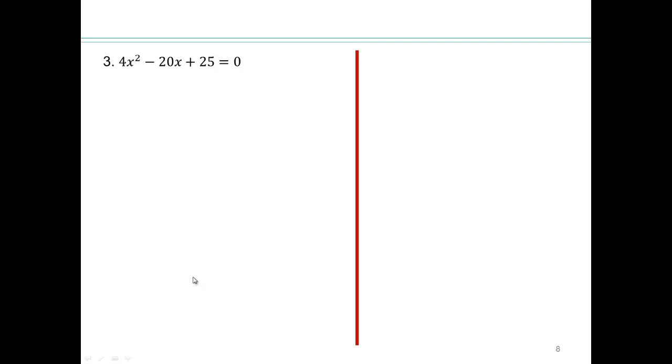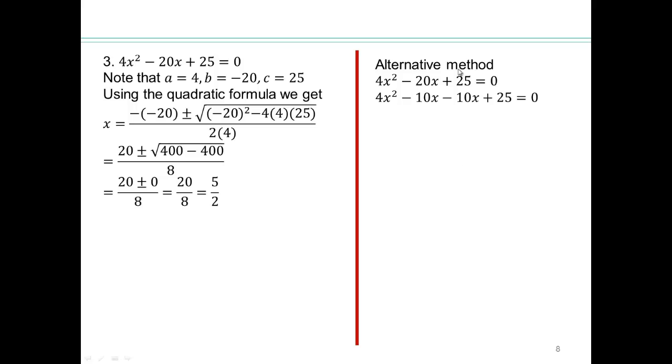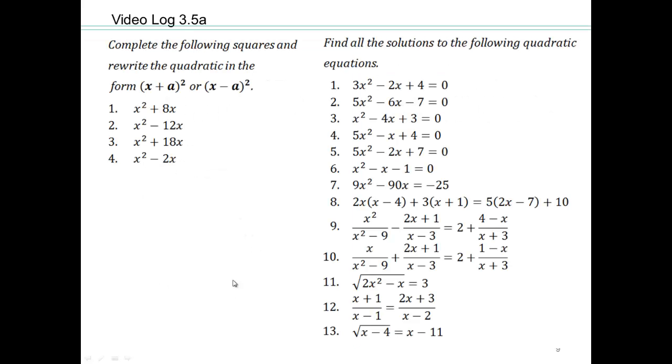All right, try that on your own, and then simplify. Or we could have done it alternatively by factoring. Let's take a look. Two numbers multiplying to give you 100 and adding to give you 20. So that's 10 and 10. Factor by grouping, and you'll end up with 5 halves. So if you forget the formula, you can either factor, or you can solve it by completing the square, or you can memorize the formula and use the formula. Try these on your own.